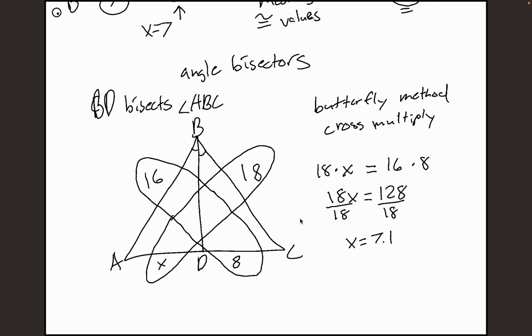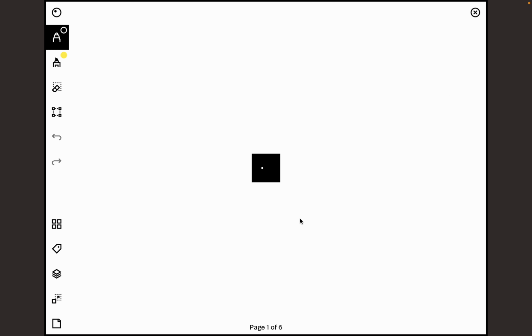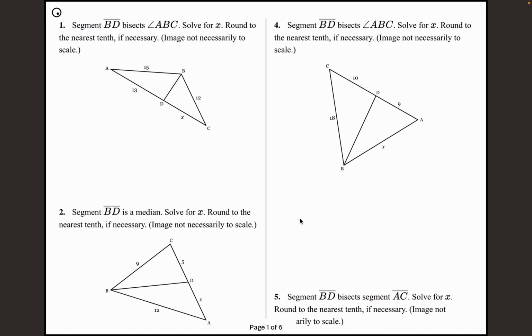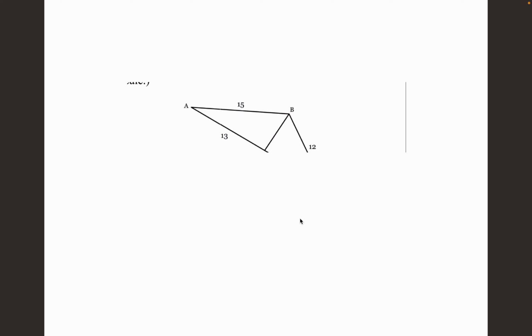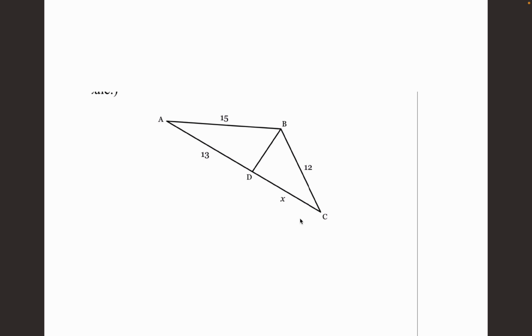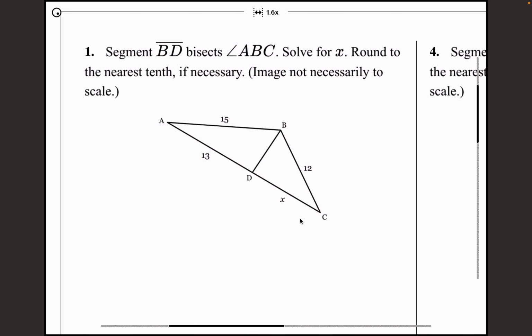Okay, so remember, when we have angle bisectors, we are going to cross multiply. All right, so let's look at some examples that you guys will end up seeing. Let's go ahead and look at number 1 right here. This one, segment BD bisects angle ABC.